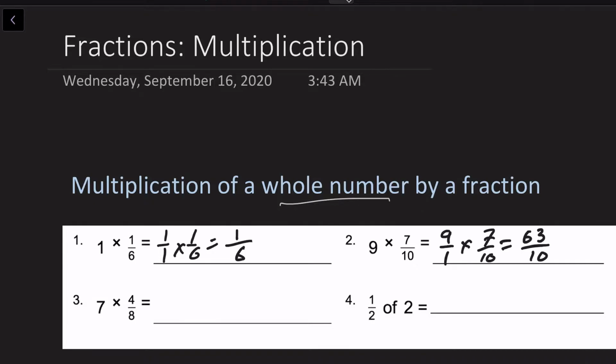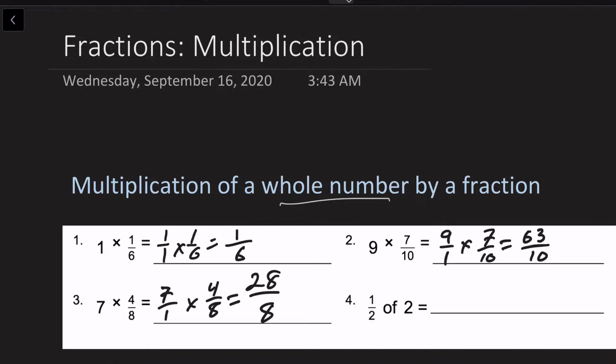Now, 7 times 4/8, we rewrite 7 as 7 over 1. We multiply by 4/8. Now, 7 times 4 is going to be 28. And our denominator is going to be 8.